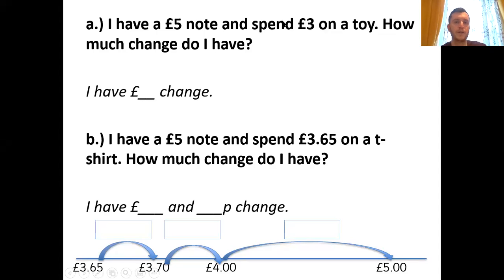So I have a £5 note and spend £3 on a toy. How much change do I have? I have a £5 note and spend £3.65 on a t-shirt. How much change do I have? The first one, I would recommend using that subtracting strategy. The other one, as you can see, I've recommended that jumping on strategy. As always, have a go yourself and we'll look at the answer together in a moment.